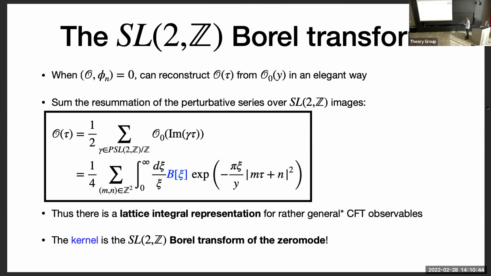Notice that we get a sum over two integers, m and n. There's a one-dimensional integral over some kernel, and that kernel is the SL(2,Z) Borel transform. So what we learn from this is that the form that D'Hoker, Green, and Wen wrote down wasn't specific really to that observable. Really, it's just taking advantage of the fact that the cusp form overlap vanishes. In fact, this lattice integral representation persists for pretty general CFT observables as long as the cusp form overlap vanishes. And moreover, it ascribes a physical meaning to the kernel of that transform, which is the SL(2,Z) Borel transform of the zero mode.